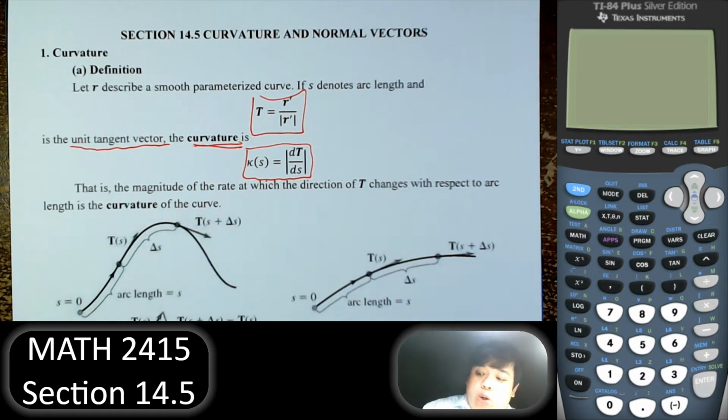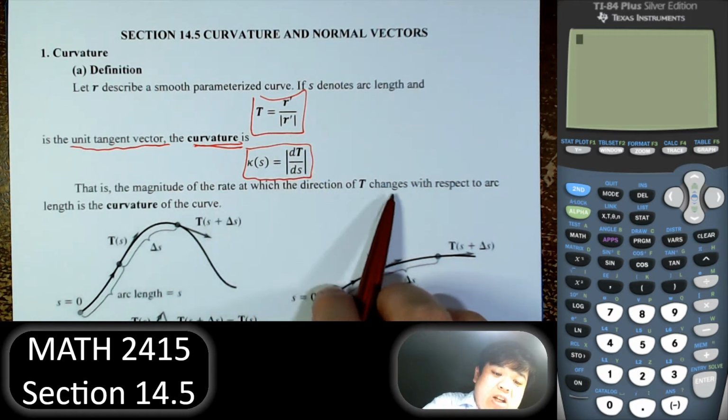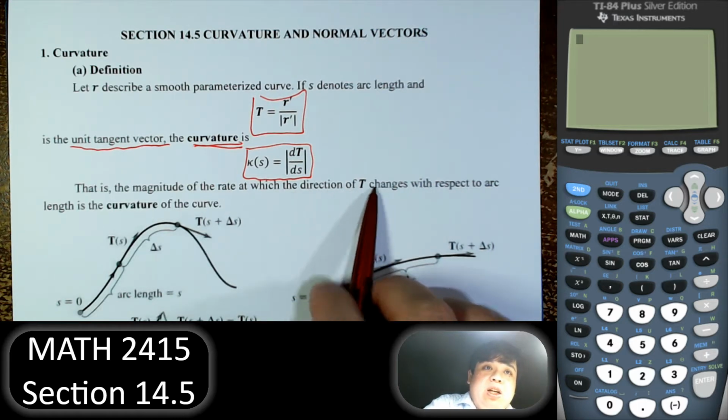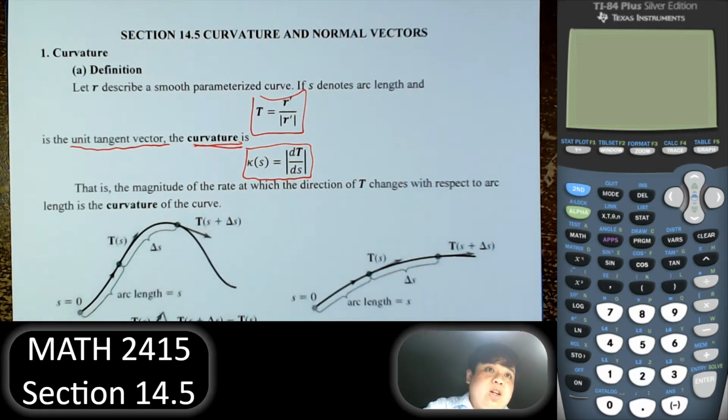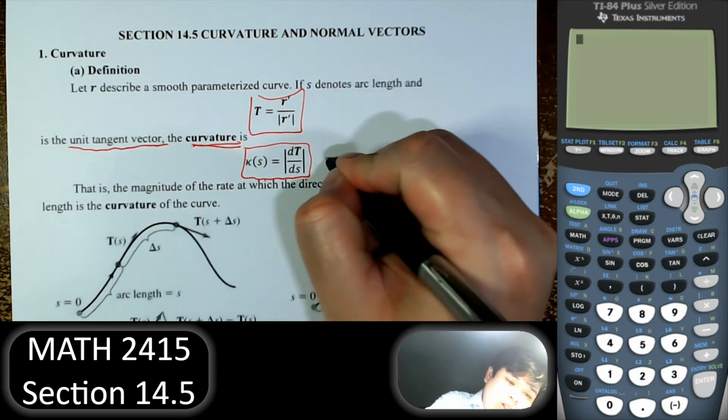So loosely speaking, it is the direction where the unit tangent vector changes. For a straight line, the unit tangent vector does not change. So that's why it is 0. Once again, this Greek letter is kappa.